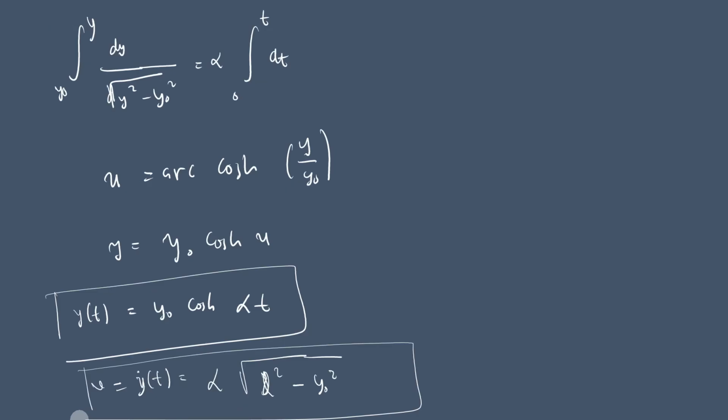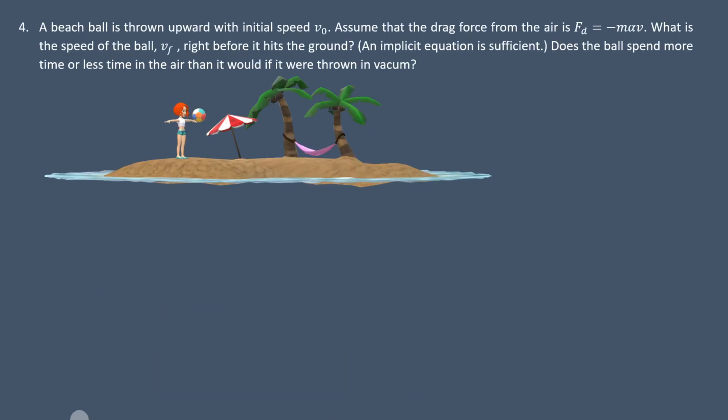Let's move on to the fourth problem. A beach ball is thrown upward with initial speed v0. Assume that the drag force from the air is Fd equals minus m alpha v. What is the speed of the ball vf right before it hits the ground? An implicit equation is sufficient. Does the ball spend more time or less time in the air than it would if it were thrown in a vacuum?